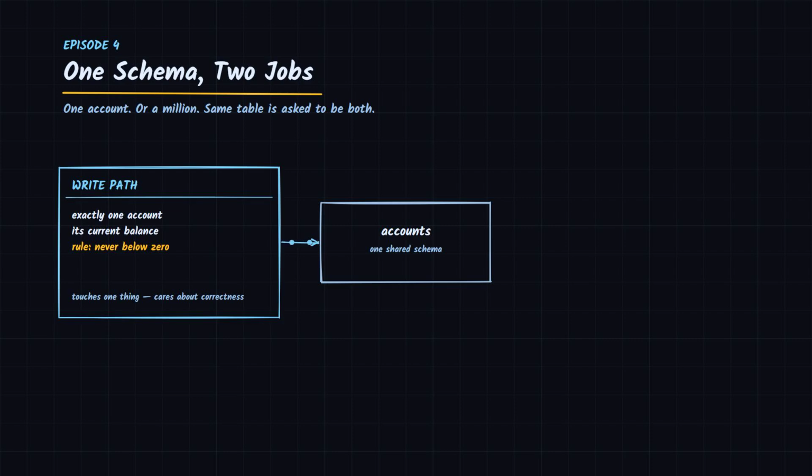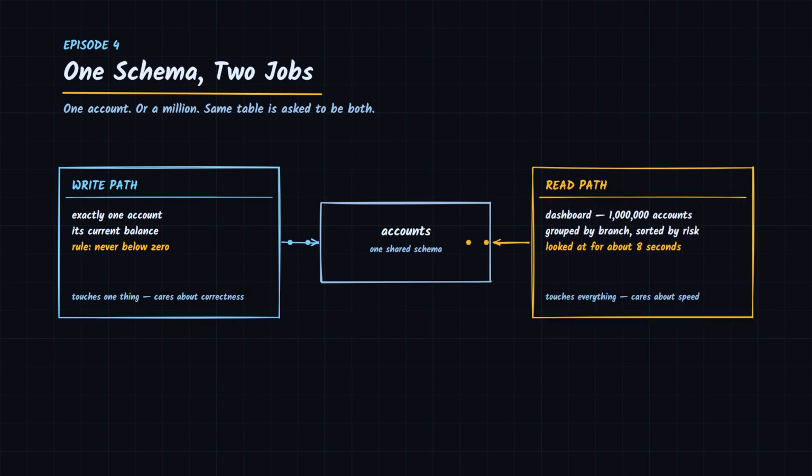Now think about the read path. It needs a dashboard across 1,000,000 accounts, grouped by branch, sorted by risk, for a manager who will look at it for 8 seconds. It touches everything, and it cares about speed. Those are not the same system.